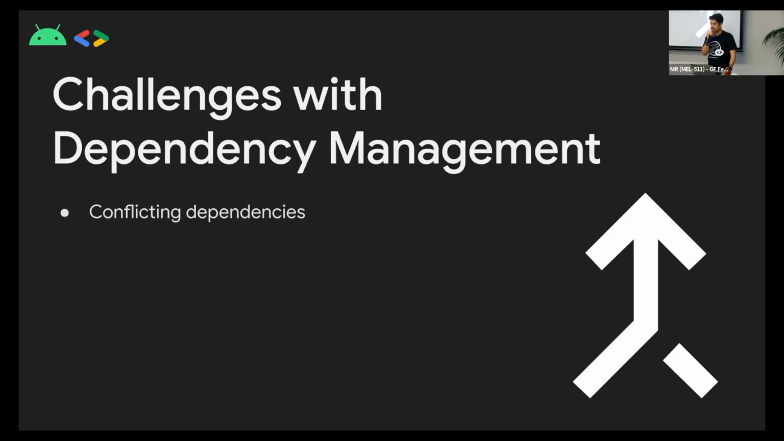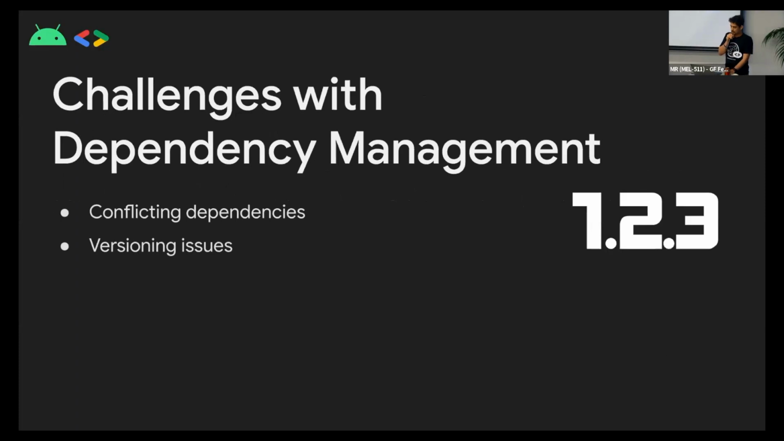mostly because of conflicting dependencies. You're using dependency A and then you're using dependency B. Both of them have a transitive dependency on something called C. Now, there could be conflicts because they're using different versions of C. Or they're using the exact same version, but your build process is not able to choose which one to go for. So these challenges are considered when you're doing dependency management.